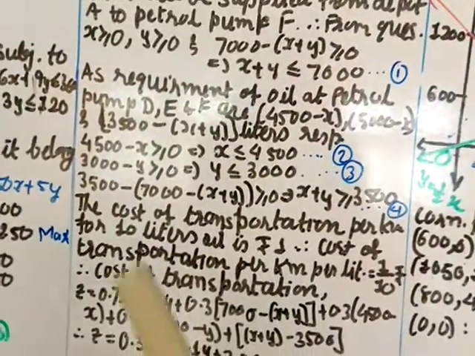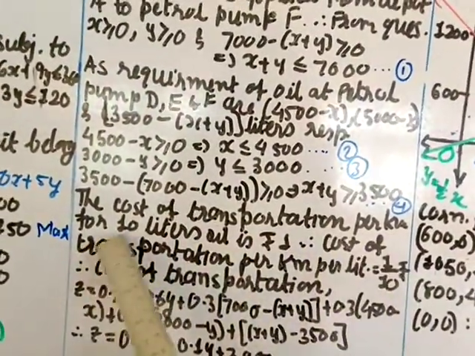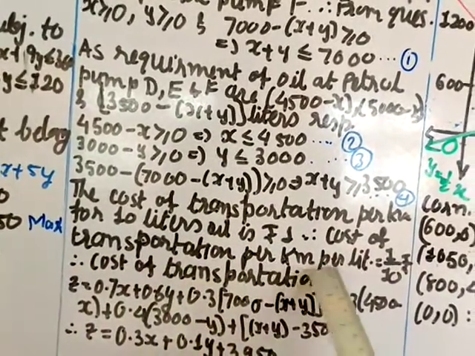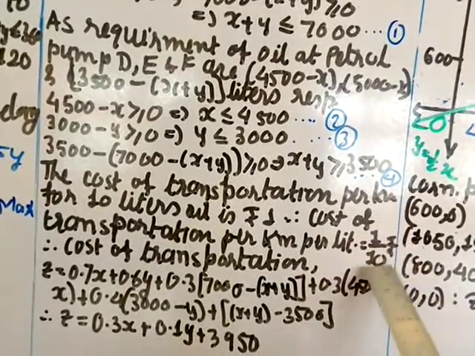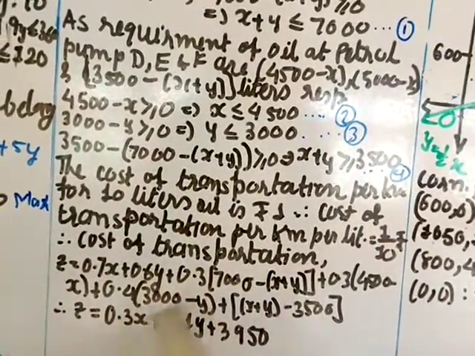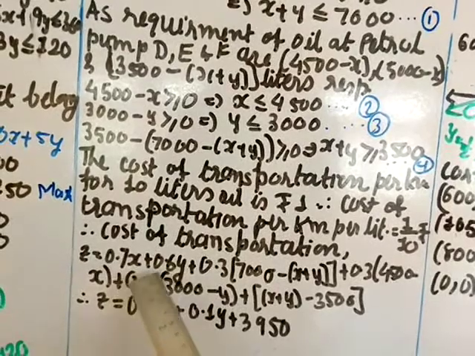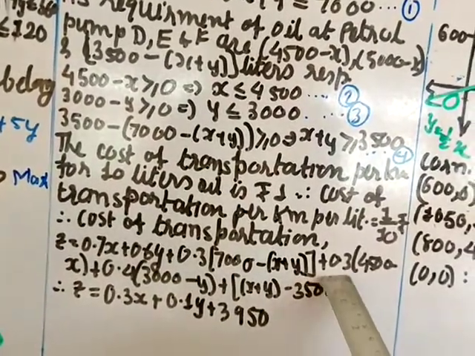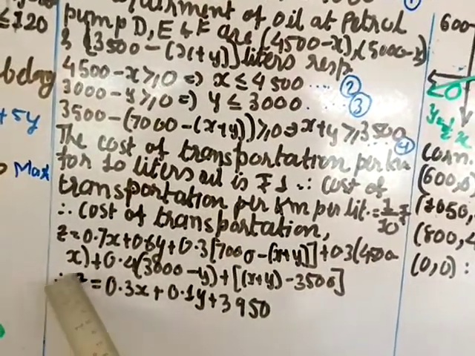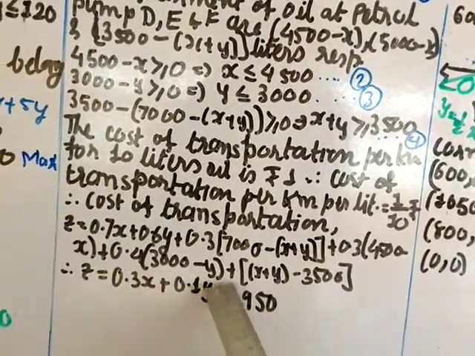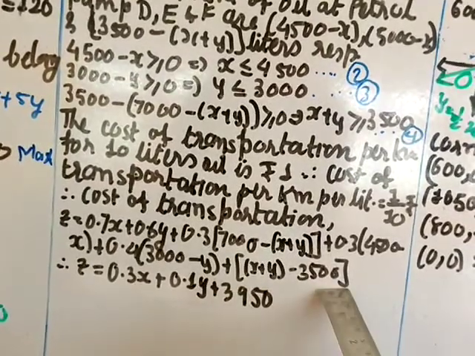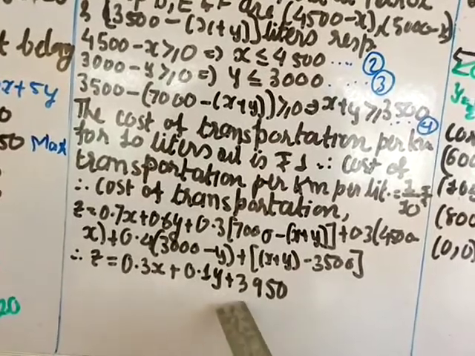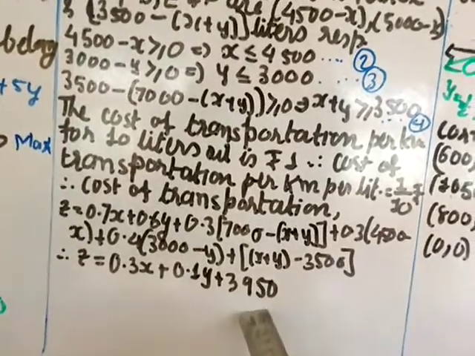The cost of transportation per kilometer for 10 liters of oil is ₹1. Therefore, the cost of transportation per kilometer per liter is 1 by 10 rupees. Therefore, the cost of transportation Z is equal to 0.7x plus 0.6y plus 0.3(7,000 minus x plus y) plus 0.3(4,500 minus x) plus 0.4(3,000 minus y) plus (x plus y minus 3,500). When you simplify, you get Z is equal to 0.3x plus 0.y plus 3950.